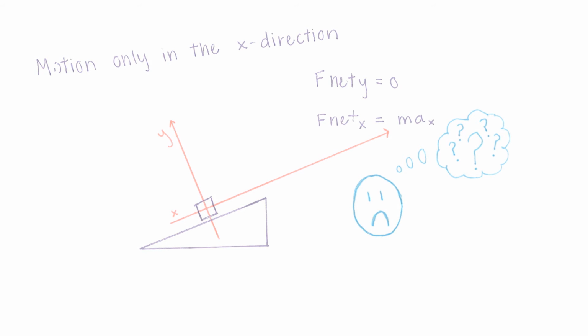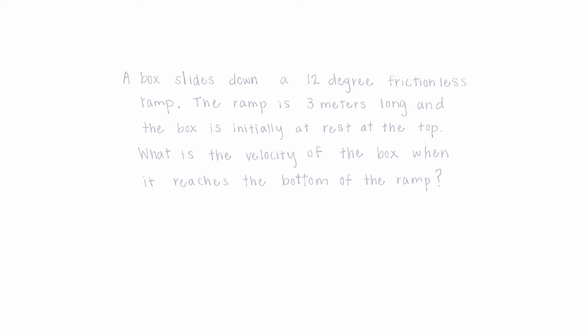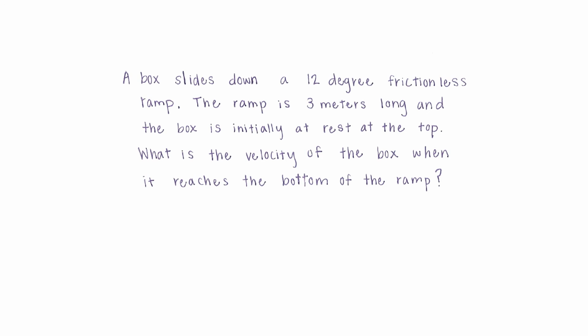Let's do an example. I need to practice or else I'll mess up during the exam. Good idea. This one sounds simple enough. A box slides down a 12-degree frictionless ramp. The ramp is 3 meters long, and the box is initially at rest at the top. What is the velocity of the box when it reaches the bottom?